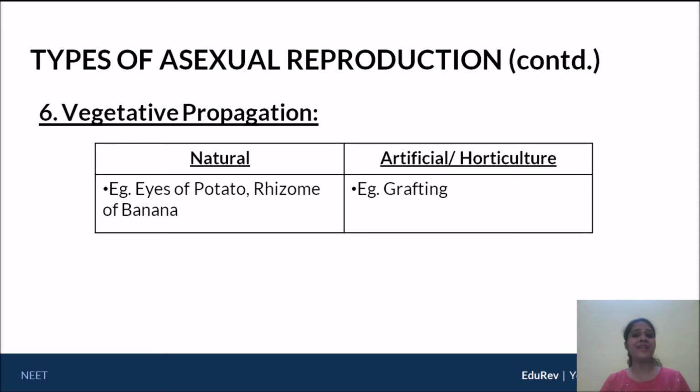Now, coming to the next type of asexual reproduction, and that is vegetative propagation. Vegetative propagation is normally seen in various natural occurrences. So you have natural vegetative propagation and you have artificial vegetative propagation. Natural vegetative propagation you are very familiar with, for example, the eyes of the potato, rhizomes in case of banana. You've studied this from your school level. But what we're going to focus on is artificial vegetative propagation, which is often used in horticulture.